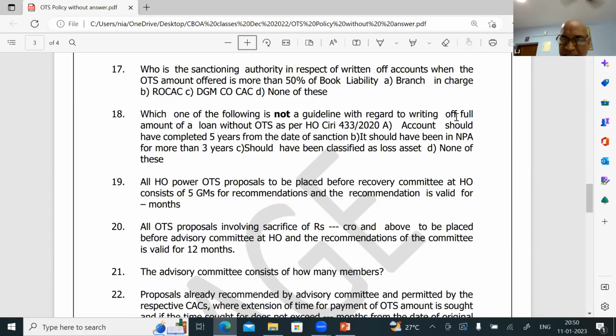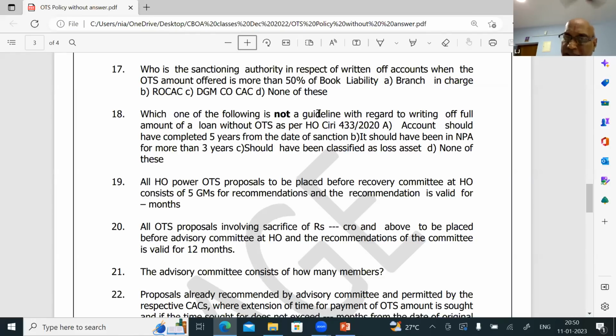Question number 18 we are seeing. Account should have completed 5 years from the date of sanction. That is correct. You should have been in NPA for more than 3 years. That is also correct. Should have been classified as loss asset. That is also correct. So which is not correct? None of them are not correct.